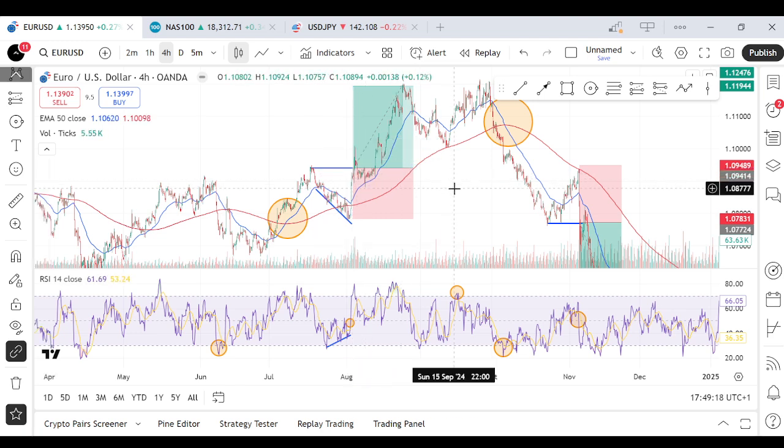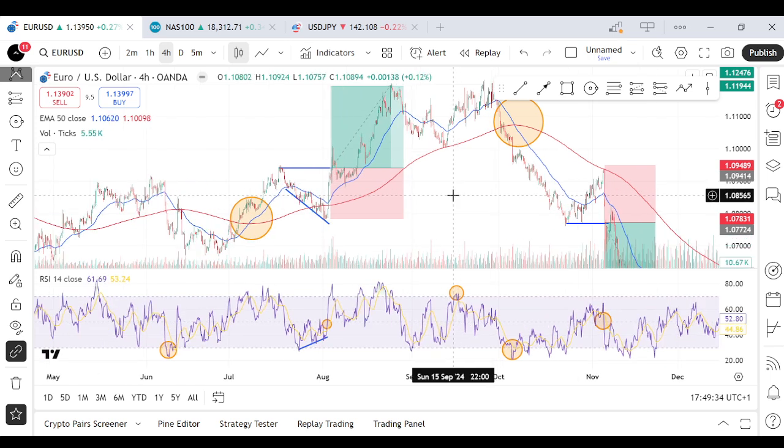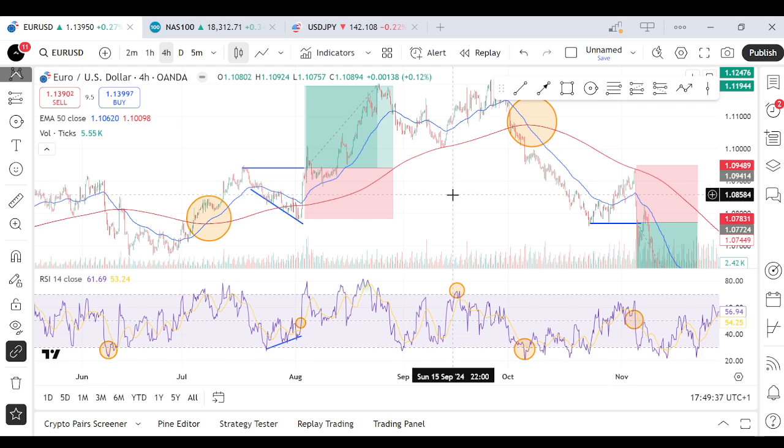Risk management is essential for long-term success, so I advise you set stop loss below the previous local low for long trades and above the previous local high for short trades. Risk no more than 1 to 2% of your trading capital per trade, and use a minimum of 1:2 risk to reward ratio. This ensures that your potential gains are at least twice your potential losses.